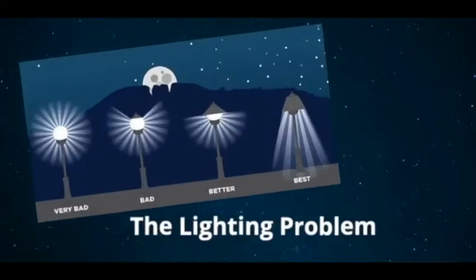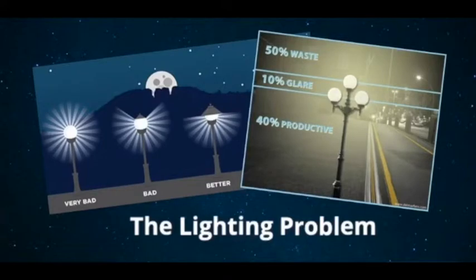The current streetlights are very wasteful because they have no shielding or are pointed in the wrong directions, and that creates a lot of light pollution.